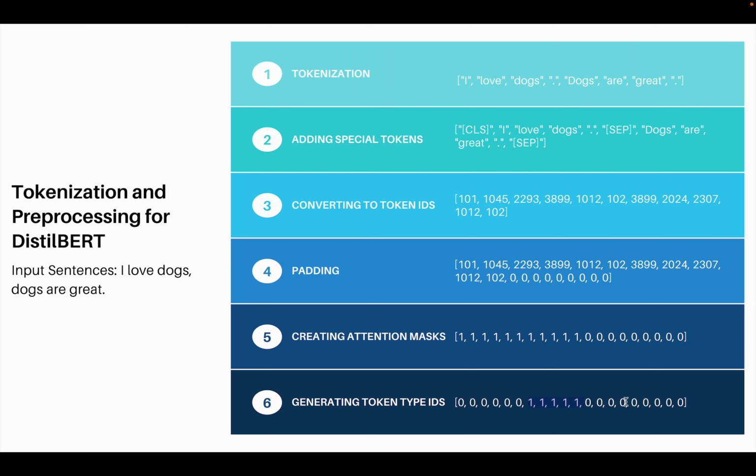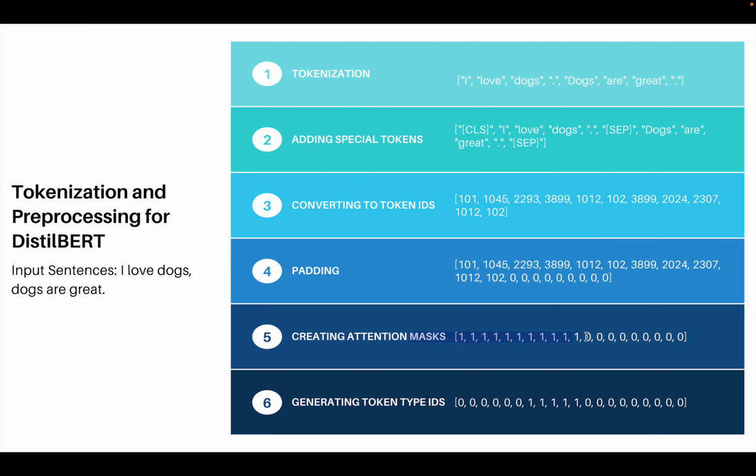This course is not about coding, but in the next video, I want to show you actual code that would take input sentences like I love dogs and dogs are great, and create everything that we need. When we train a BERT and a distilled BERT model, we need the attention masks, we need the token IDs, and we need the token type IDs.